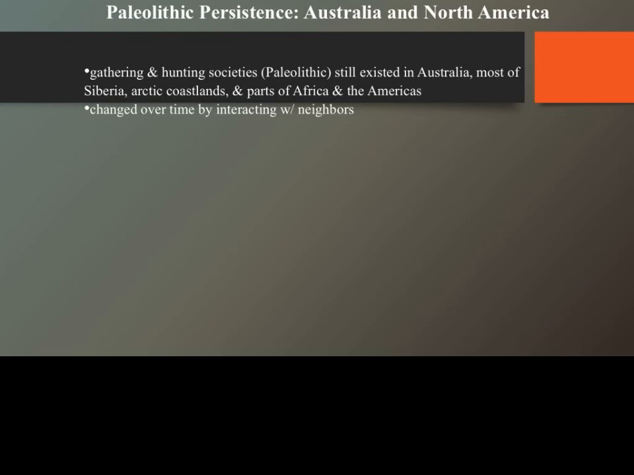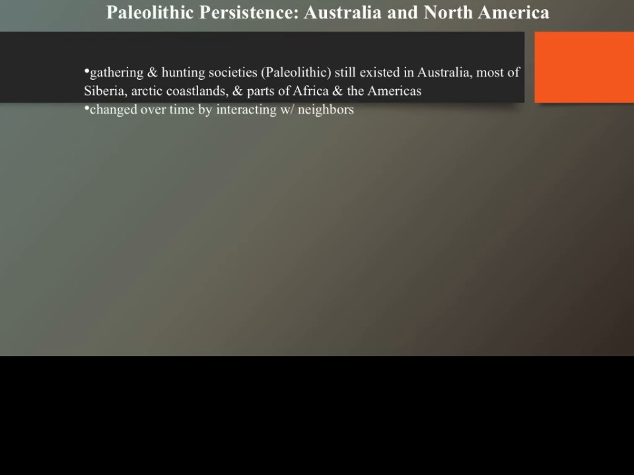And they changed over time as they interacted more and more with their neighbors. These gatherers and hunters have a story as well. While non-literate and non-urban, these societies did change over time. We just don't have many written records of it. There's a manipulation of the environment and trade. In Australia, the Aboriginal peoples manipulated the environment and engaged in relatively long-distance trade networks, indicating a certain degree of complexity.